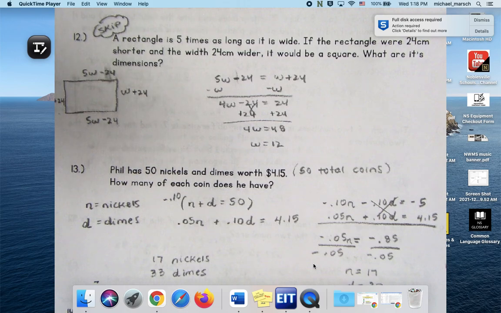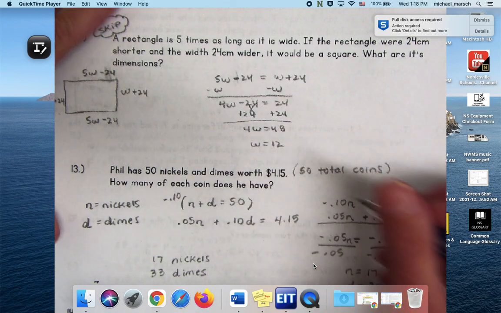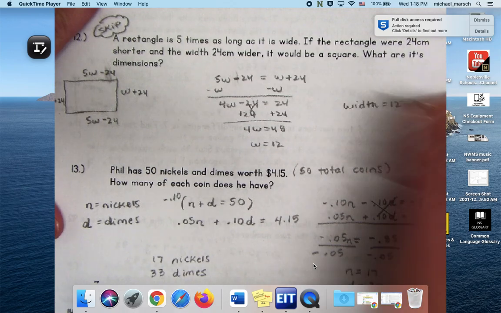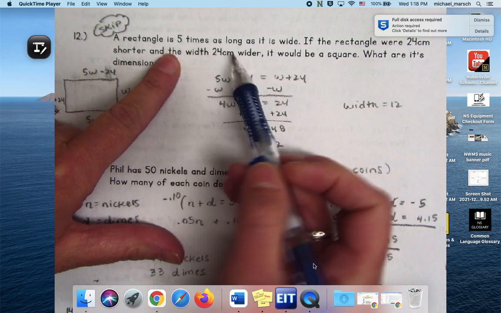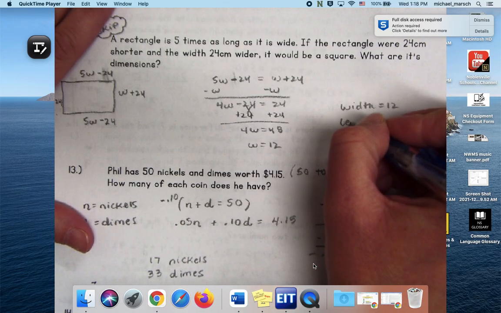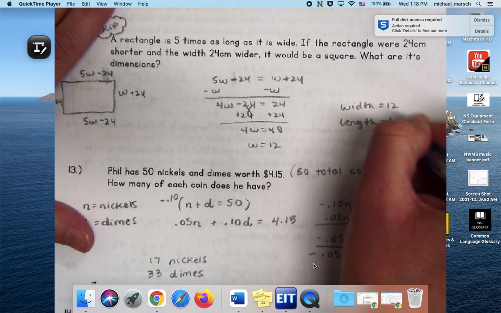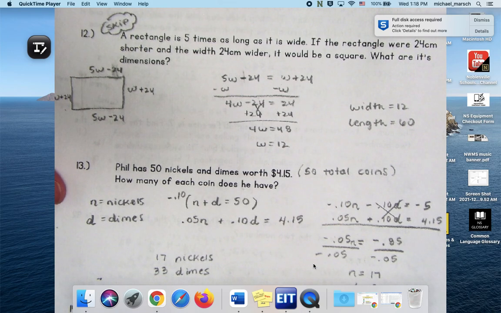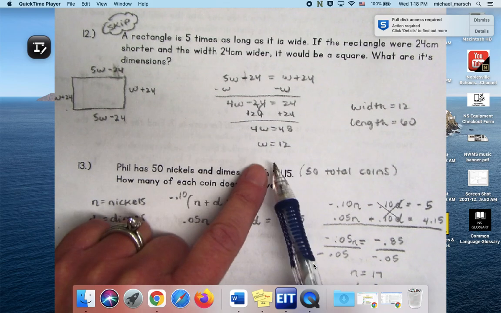What's the length? Hayden? 60. How did you get that? I just multiplied 5 times 12. It told me it's 5 times as long as it is wide, so I went back to the original dimensions to find that out.